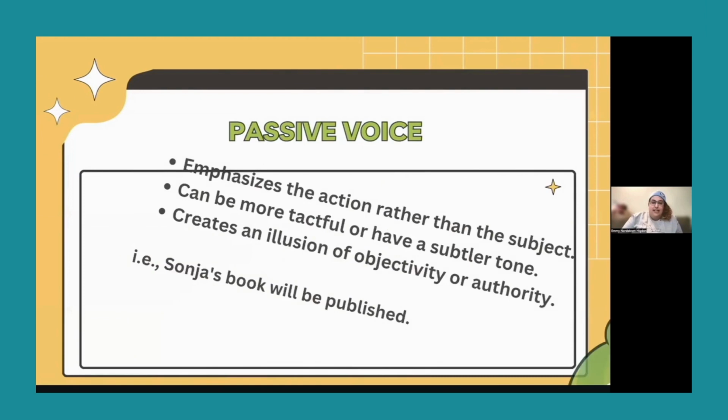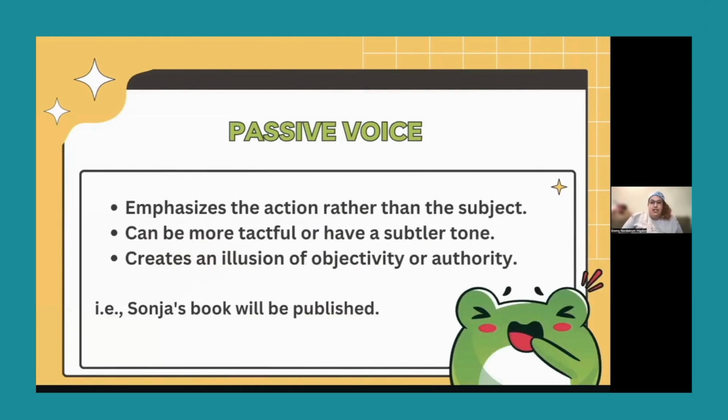Versus the passive voice, which, like I said, is often used in nonfiction, in some science writing, for example. For those of you whose hobby is the quirky query letter, you're probably very familiar with that voice. It emphasizes the action rather than the subject, and so it can be really useful sometimes, and I'm going to talk about the ways it can be useful too. But for example, it can be more tactful, or a little bit more subtle, and it can create an illusion of objectivity or authority. And so I find it most useful in dialogue.